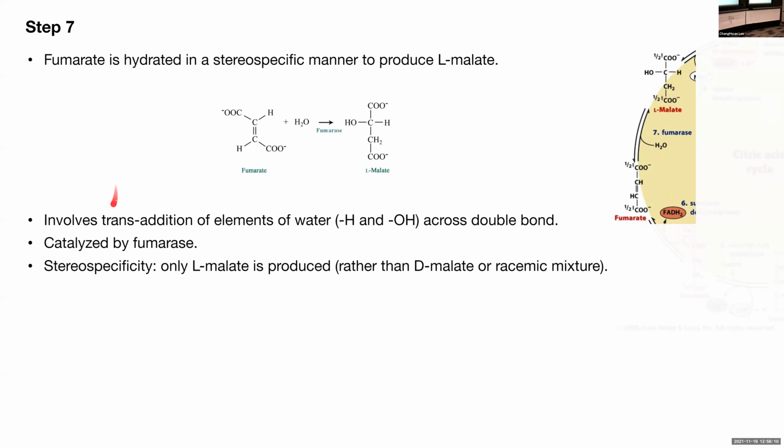And this process involves a trans addition of elements of water molecule, because the water molecule is broken to hydrogen and hydroxide, and then these will bind to these different sides of this carbon, breaking the double bond between the carbon atoms here. And this reaction is catalyzed by fumarase. And again, it has a specificity for L-malate, as you can see, where the hydroxyl is on your left side, so it's an L form.